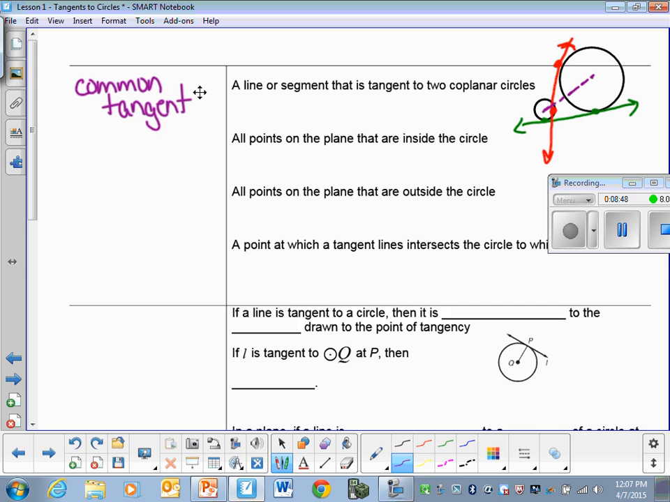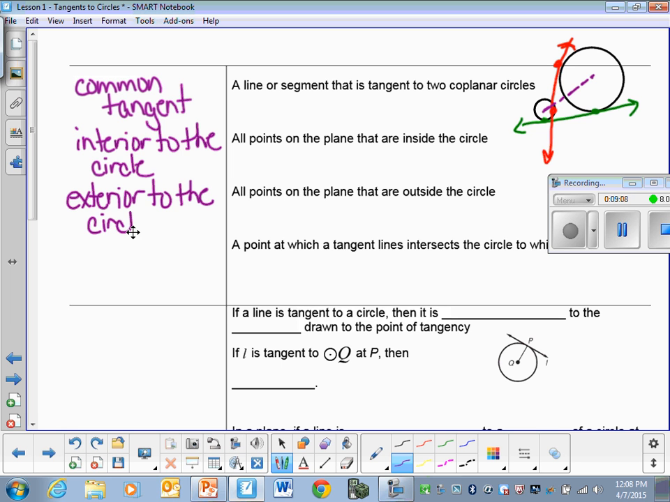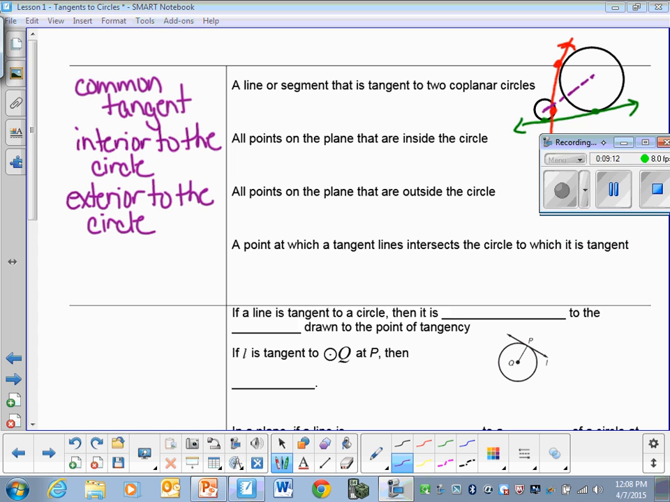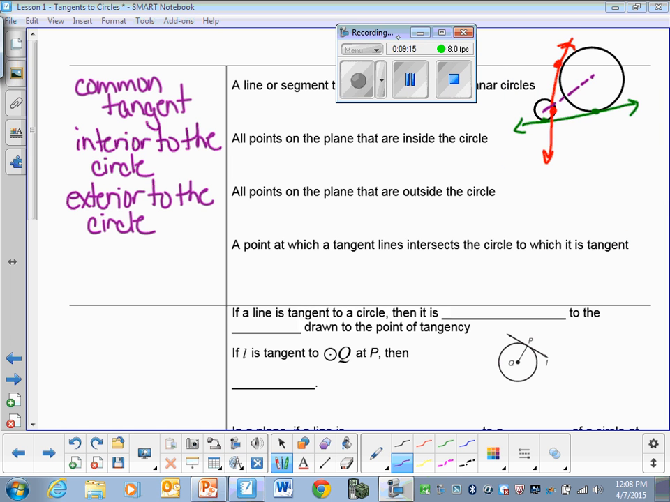All points on a plane inside the circle are interior to the circle. All points outside are exterior. And the point at which the tangent intersects the circle is the point of tangency. I talked about that on the previous page.